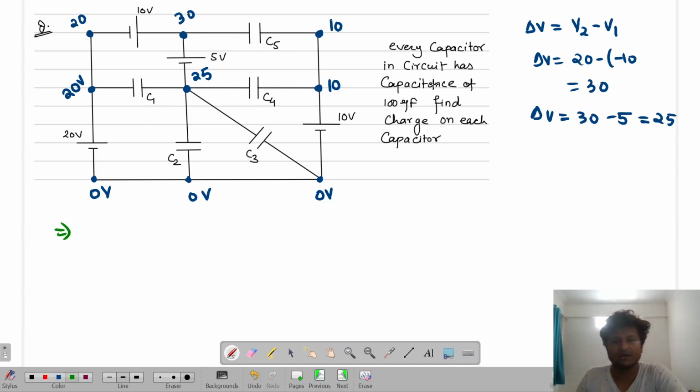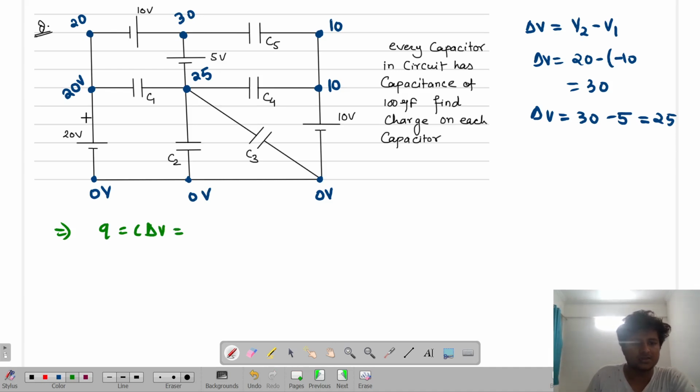So it says every capacitor in the circuit has capacitance of 100 microfarad. Then find the charge on each capacitor. So if you get these kind of many loop systems, they will not ask you equivalent capacitance because it is almost unsolvable within 2 minutes. Are you able to get me? So what they will ask you? Charge on each capacitor, which they usually ask. So charge is simple: Q is equal to C into V2 minus V1, delta V, isn't it?